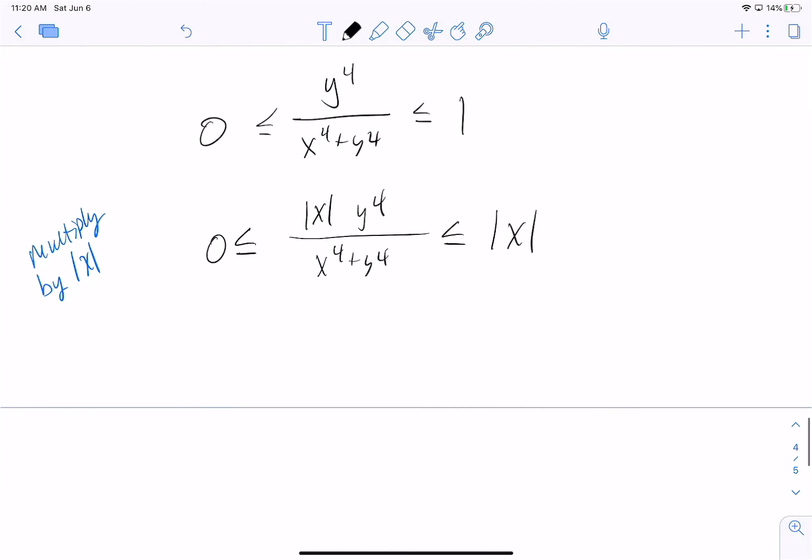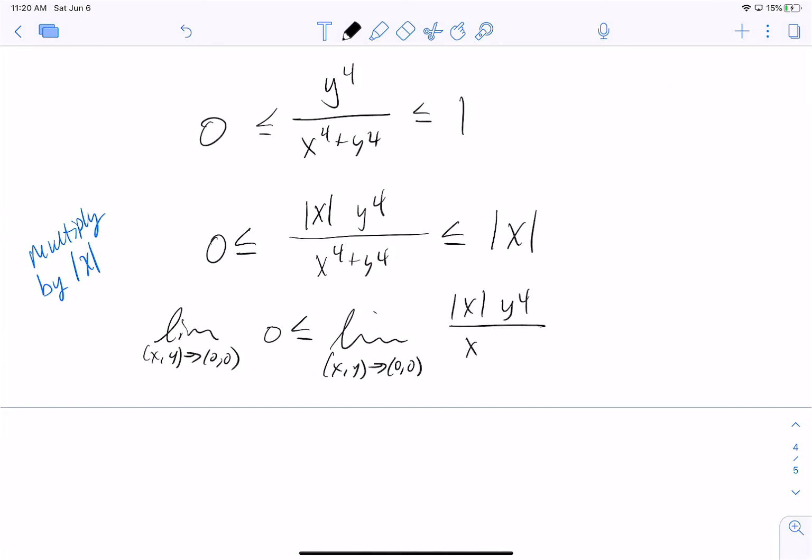Now the squeeze theorem is all about limits, and so what we do is we find the limit as (x,y) approaches (0,0) of 0, and that must be less than or equal to the limit as (x,y) approaches (0,0) of the absolute value of x times y to the fourth divided by x to the fourth plus y to the fourth, which is less than or equal to the limit as (x,y) approaches (0,0) of the absolute value of x.